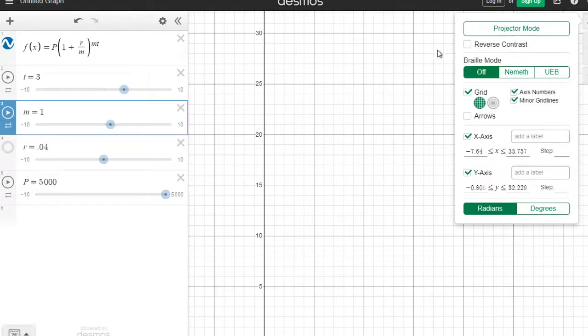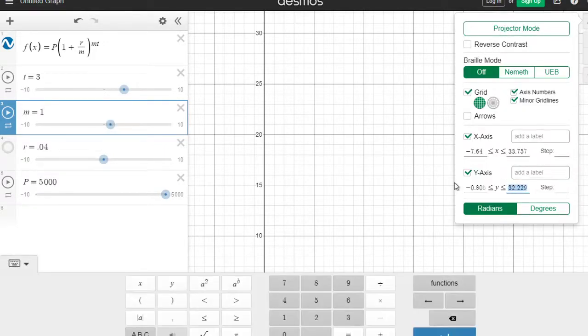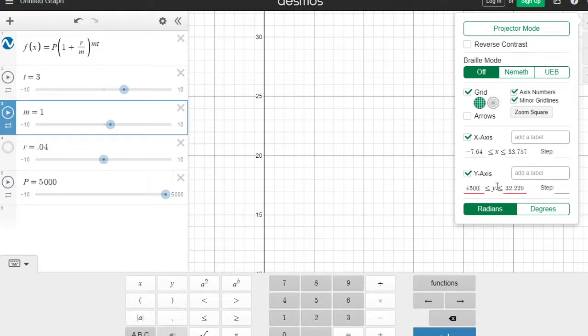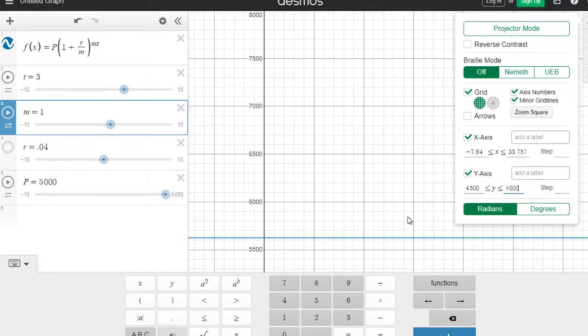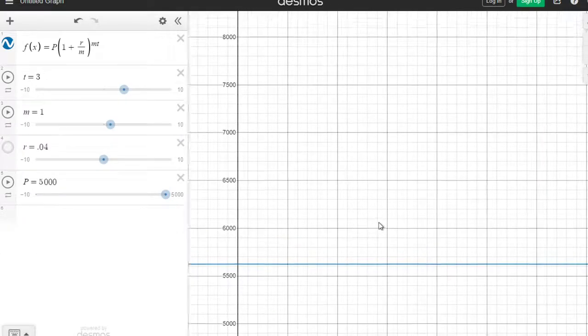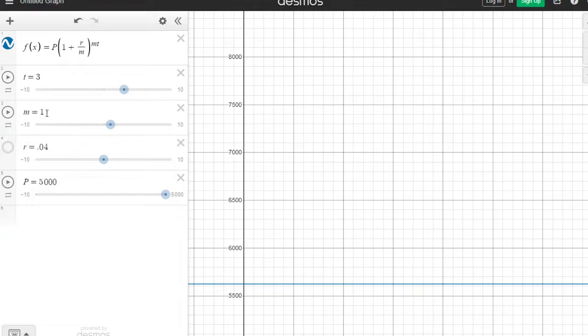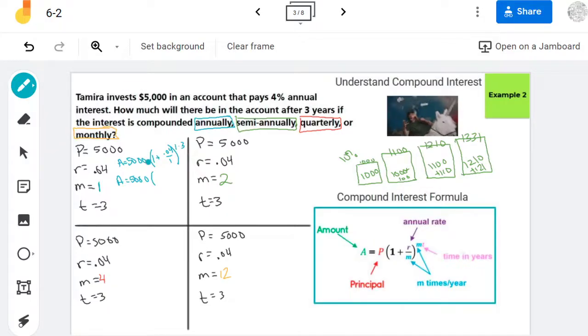So here we go. Now, one thing I need to do is change my y-axis so that I can look at it a little better, right? My initial amount that I'm putting in is $5,000. So I'm going to start my y-axis at maybe $4,500. And then I'm going to make it go, I don't know how big this is going to get, so I'm going to say maybe 8,000, and if we fall off the graph, we'll fix it. Yeah, so there we go. So let's check out that monthly compounding, okay? I'm going to erase this extra writing on here.